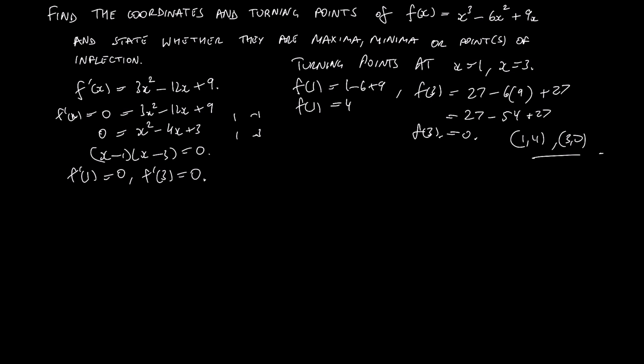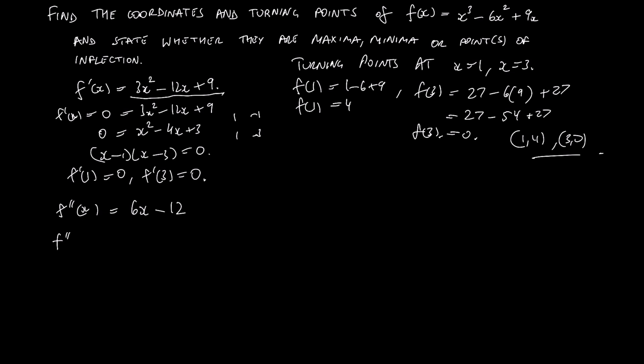So now we need to find the nature of these turning points. So the actual easiest method to do that, we just find our second derivative. So we know that f dash x is 3x squared minus 12x plus 9. To get the second derivative, we then get 6x minus 12. And now all we do is we substitute the value of x for each of those turning points.